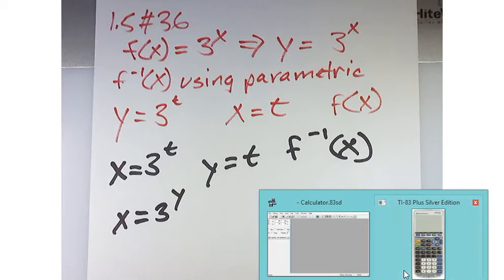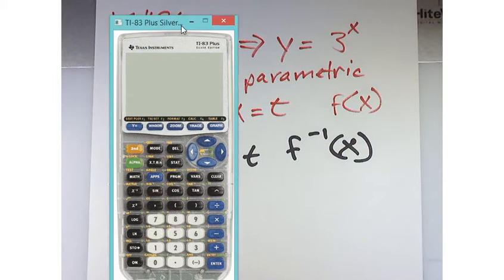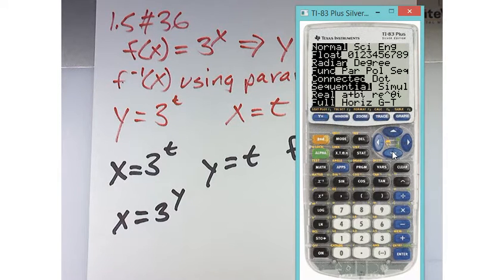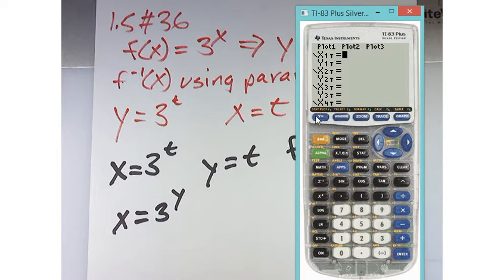What we want to do is, when we pull up our graphing calculator this time, graph the parametric equations and see what we get. So let me turn on my calculator, and we're going to switch the mode to parametric mode.